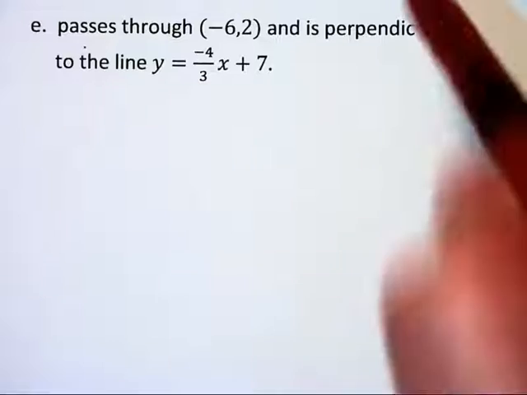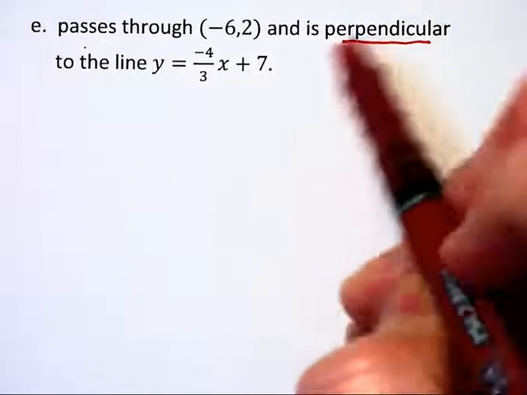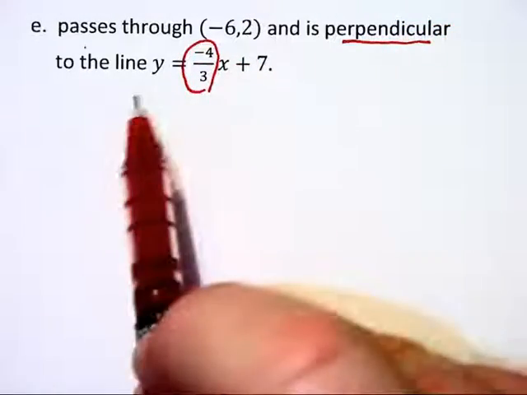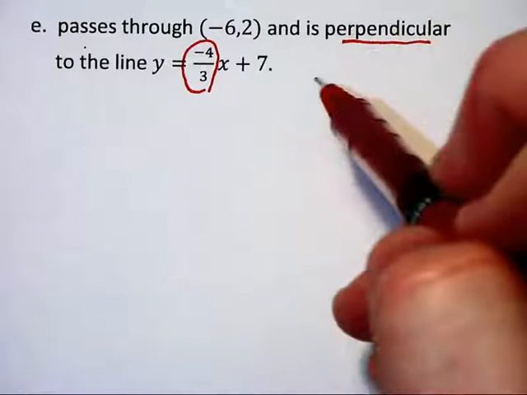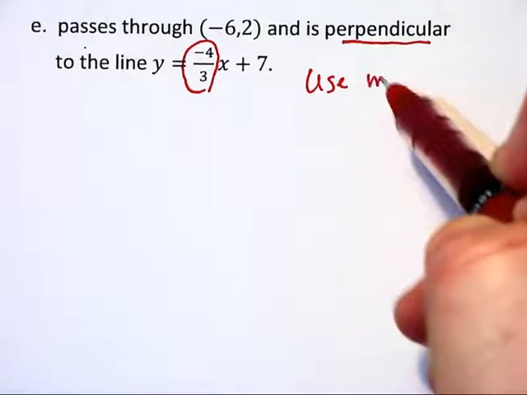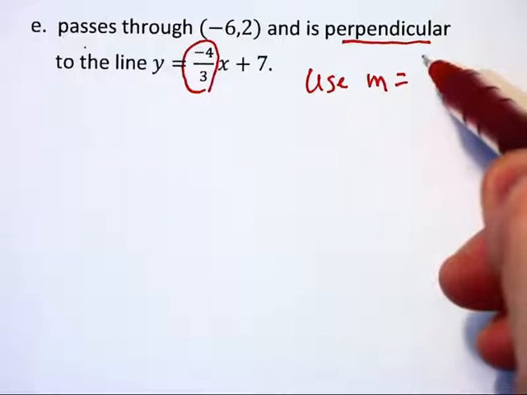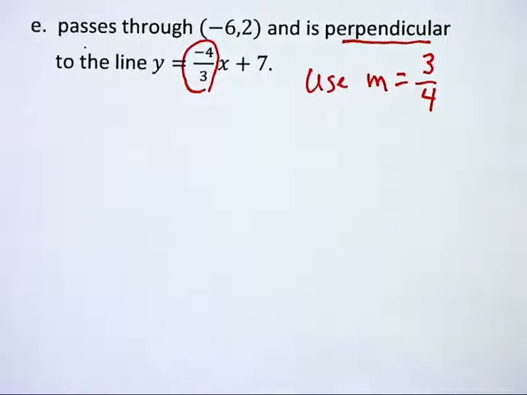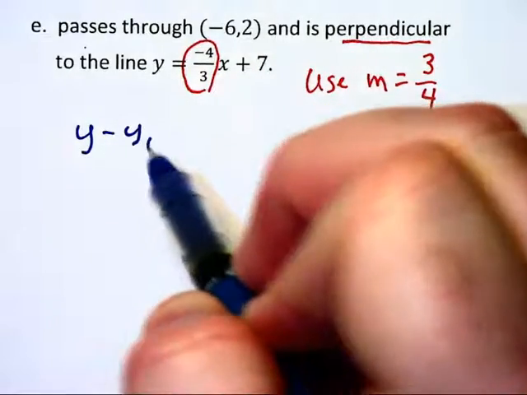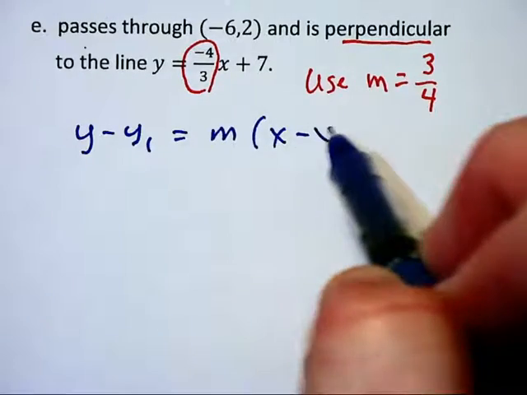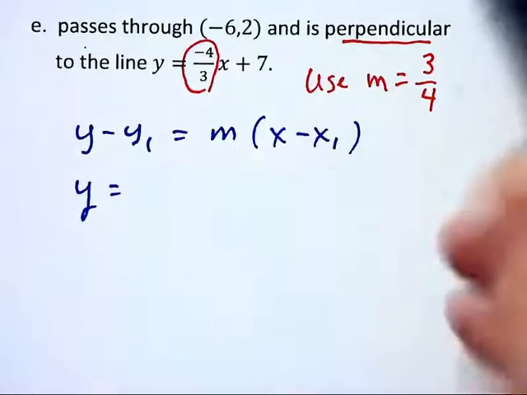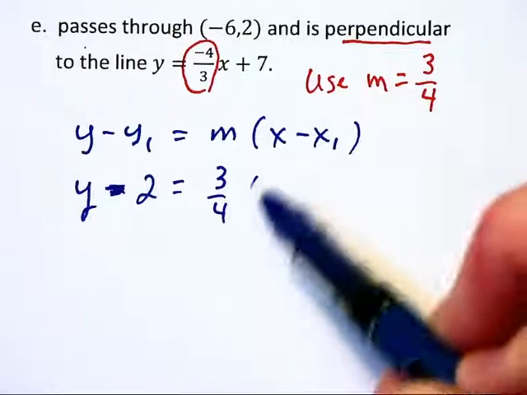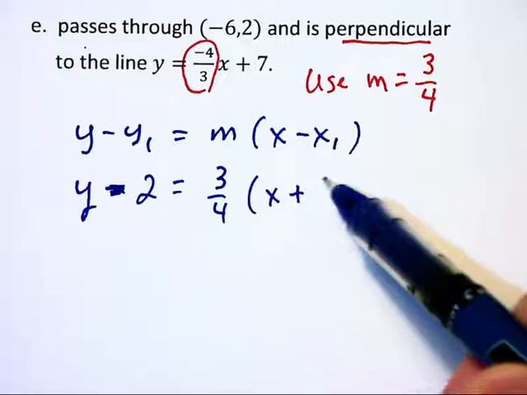In this next problem, they give us a perpendicular clue, and that makes us think the words negative or opposite reciprocal. And they were very nice to give this to us in slope-intercept form. We want to use the opposite reciprocal slope, which will be positive 3/4. Now we have a point and a slope to use, so let's write our point slope formula and substitute the values in. Minus 2 is equal to 3/4 times x minus a -6, which becomes x plus 6.